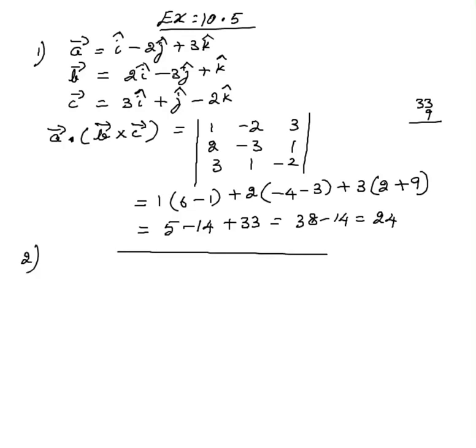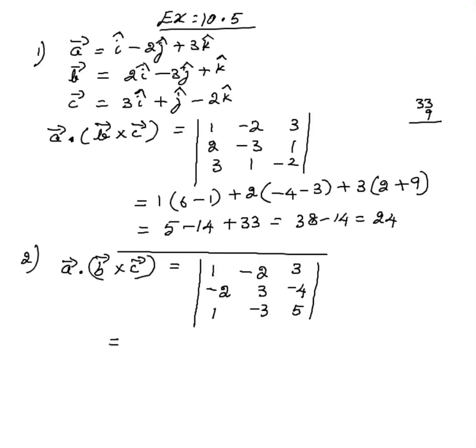Second question, show that the vectors A, B, C are coplanar. So let us find vector A dot vector B cross C. If it is 0, we can conclude that the given three vectors are coplanar. The first vector is i cap minus 2j cap plus 3k cap, and the second vector is minus 2i cap plus 3j cap minus 4k cap, and the third vector is i cap minus 3j cap plus 5k cap.